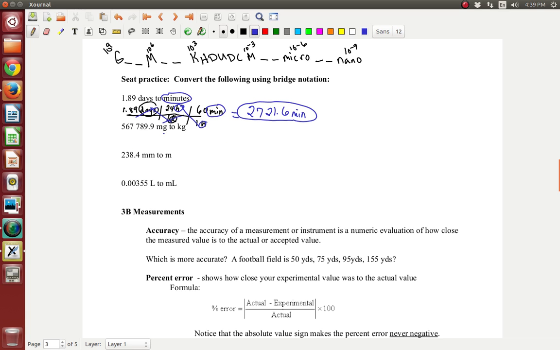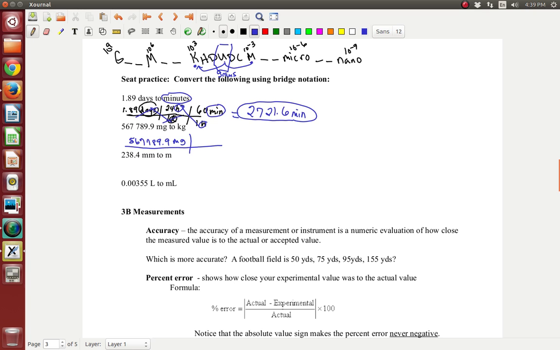Now let's do the next one. Milligrams to kilograms. Milligrams is right here. Kilograms is right here. So remember that this U stands for the unit, the basic unit without the prefixes. So a gram is the basic unit without prefixes. We're going to go from milligrams to grams, and then from grams to kilograms. Okay, so let's write it out. Okay, that's milligrams.